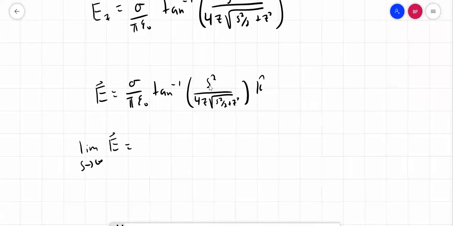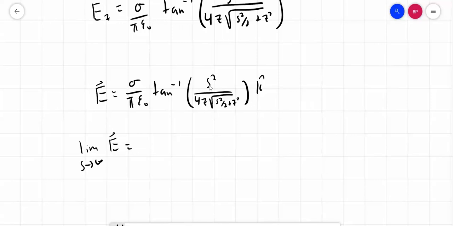Okay, well, the s is only inside of our arctan. There's an s squared on top and the square root of s squared on the bottom. So the z is not going to matter as s gets really big. When we take the square root, this is just going to be s. This s will cancel with one of these, but we'll still have one in the top. So this is the arctan of infinity. Well, the arctan of infinity is pi over 2.